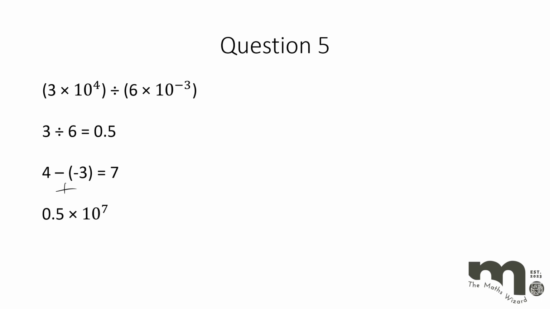Now you will notice here that this is less than 1 this time. So we've got to make this 0.5 10 times bigger, so it becomes 5. But what that also means is we've got to then reduce the power by 1. Because the number's now 10 times bigger, the power has to be 1 less. So it becomes 5 times 10 to the power 6 for our final answer.